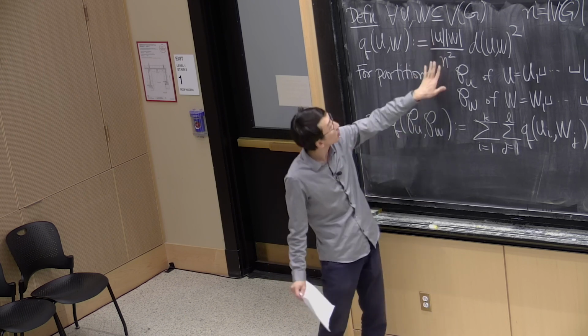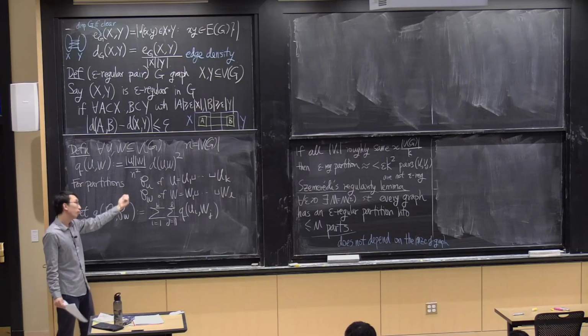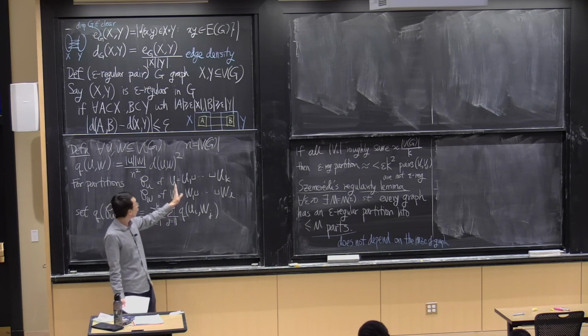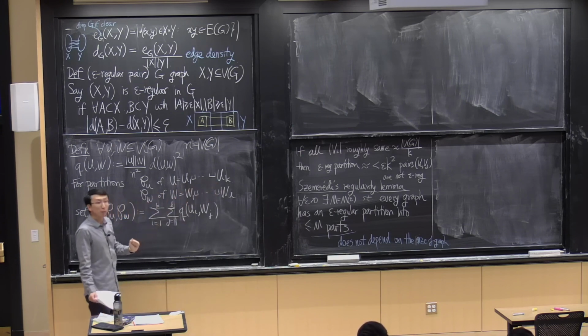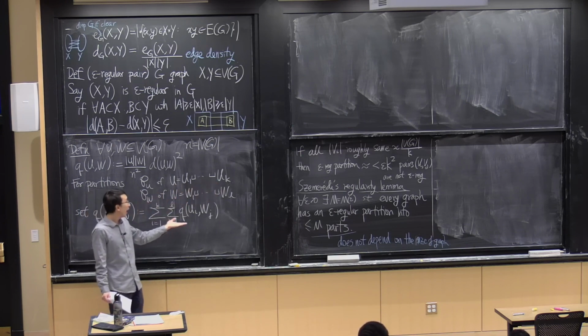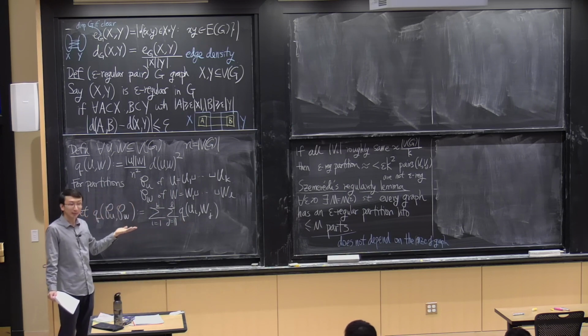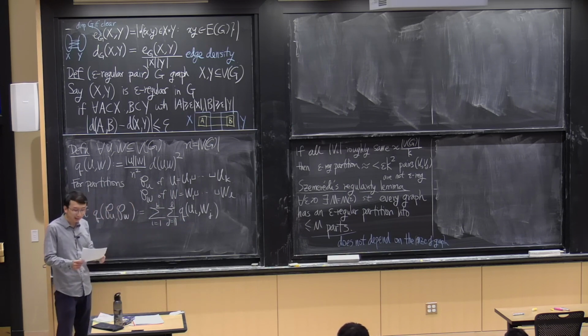So here it's a weighted average. If you prefer to think about the special case where this partition is an equipartition, then it is really the average of the squared densities. It's a mean squared density.